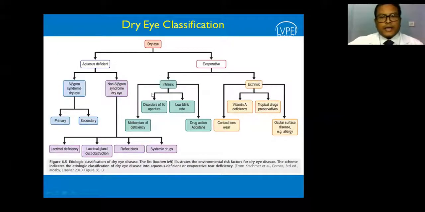So dry eye can be classified into aqueous deficient and evaporative dry eye. Aqueous deficient dry eye may be Sjogren's or non-Sjogren's. Sjogren's can be primary when it is not associated with any other autoimmune disorder. However, the other disorders that can be associated with Sjogren's include the mixed connective tissue disorders, Wegener's, primary biliary cirrhosis.